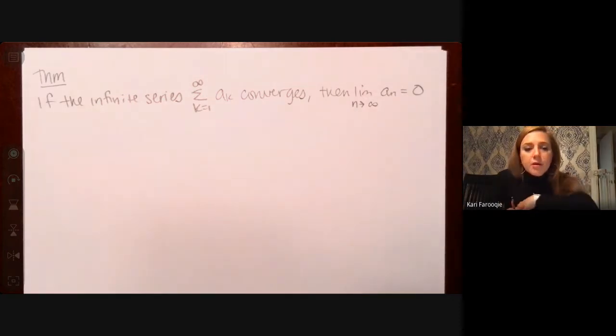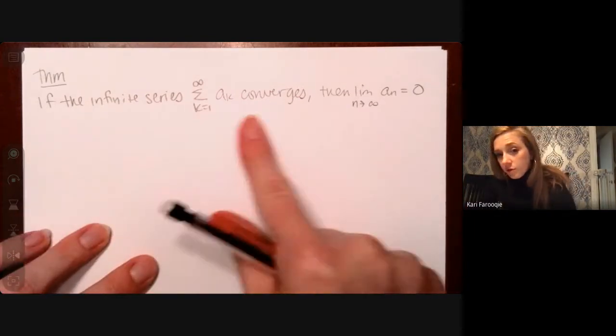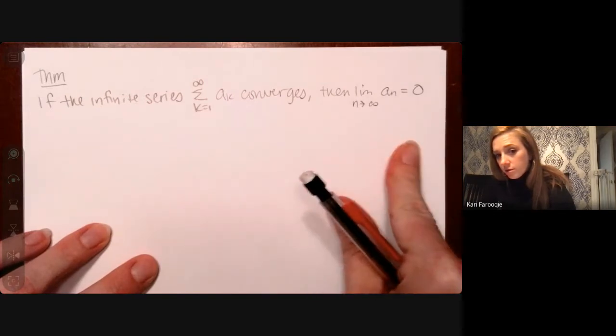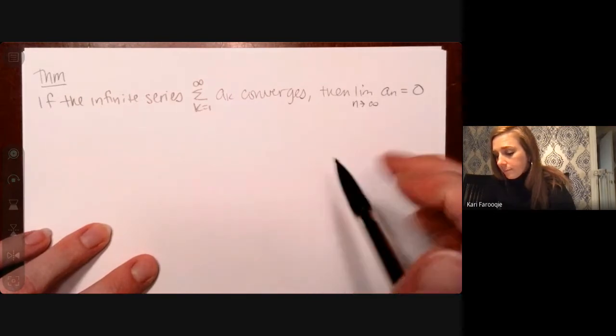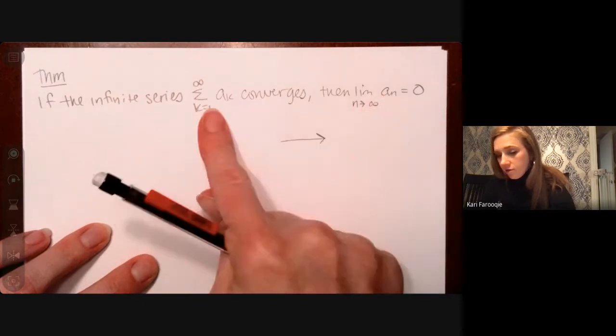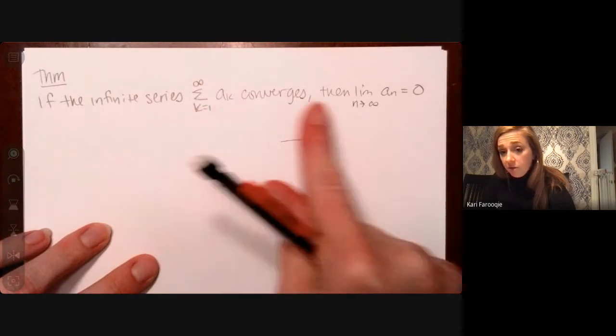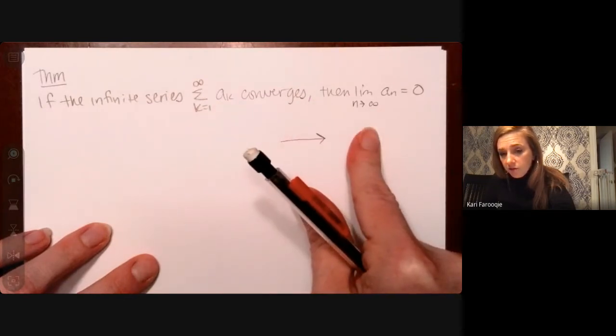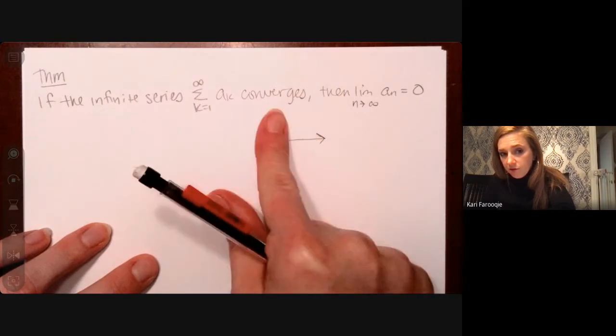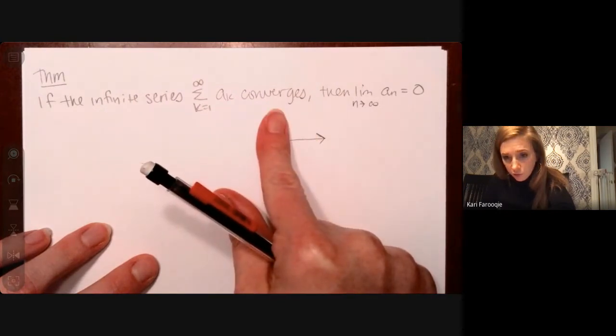Okay. I'm getting in real close because I really want to make a big deal about this because this is a really important statement. The most important part about it is that it goes one direction, not the other direction. If the series converges, the limit is 0. If this, then that. This doesn't go the opposite direction. We can't say that if the limit of a sub n as n approaches infinity is 0, then the series converges. That's not what it's saying. That's not true.